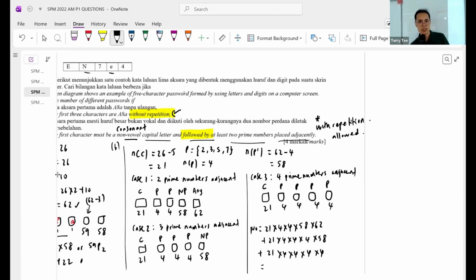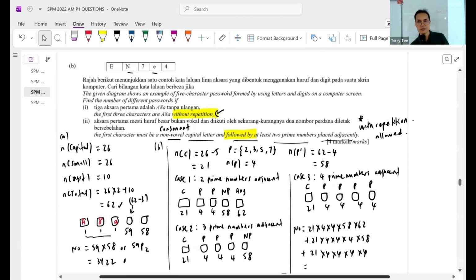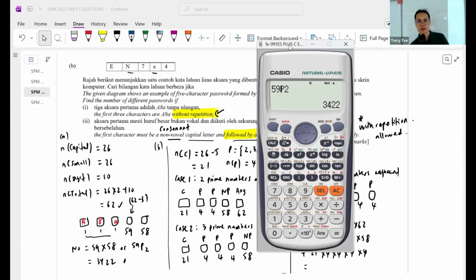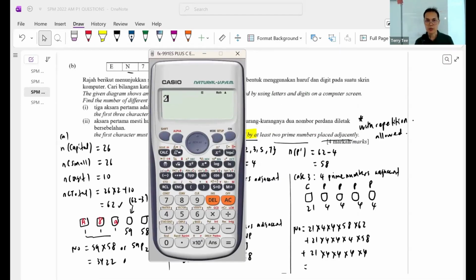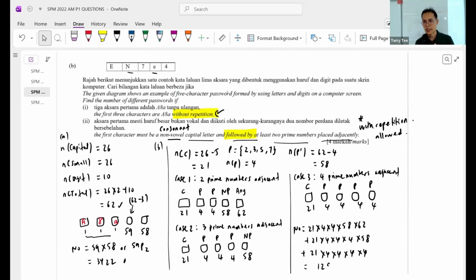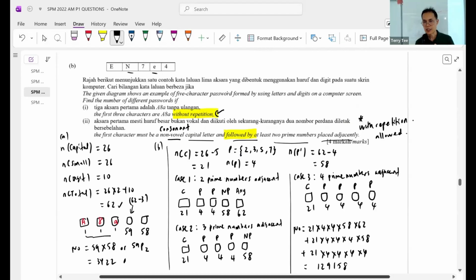And what's your answer? Let me just use my calculator in one shot. So this will be 21 times 4 square times 58 times 62. Next one, 21 times 4 cube times 58. Next one, 21 times 4 power 4. My answer is 1291584. Right?